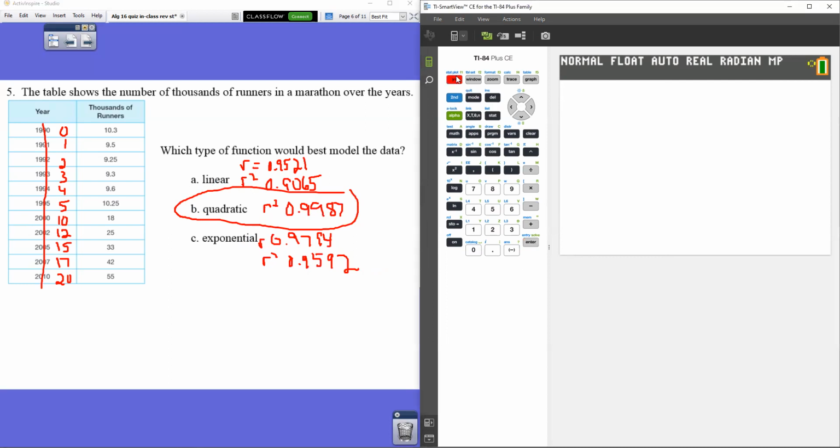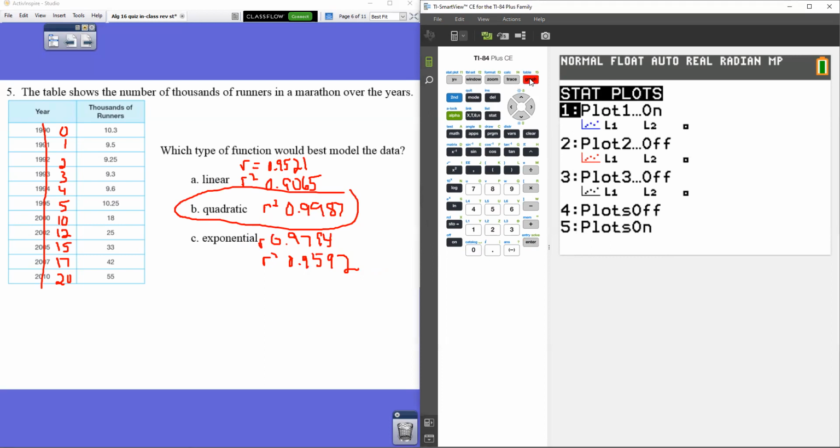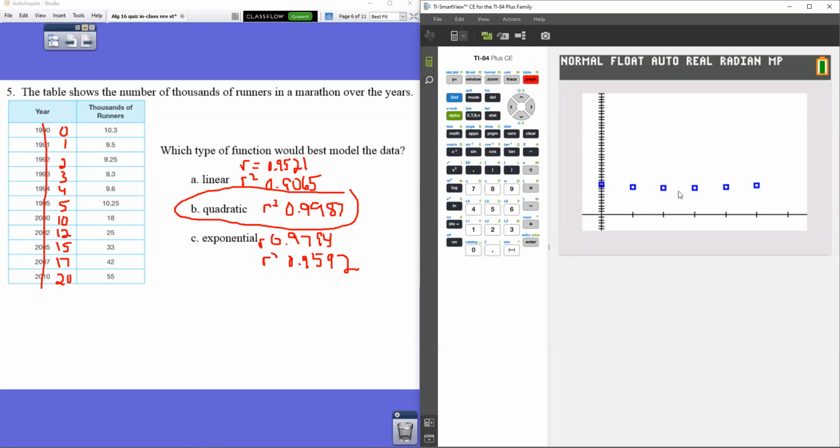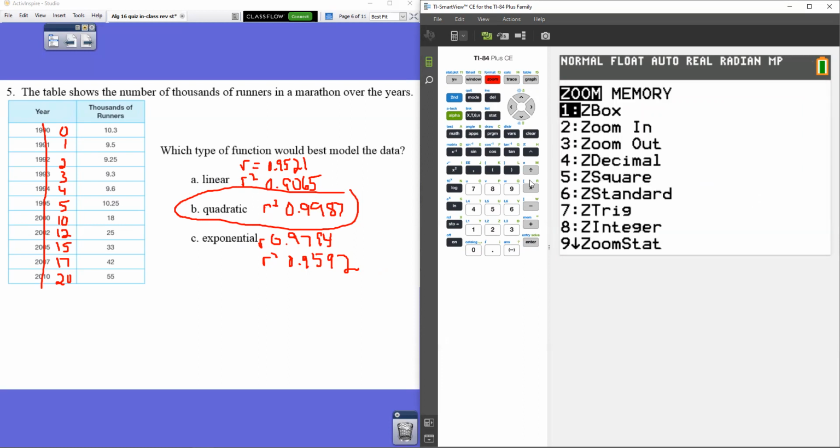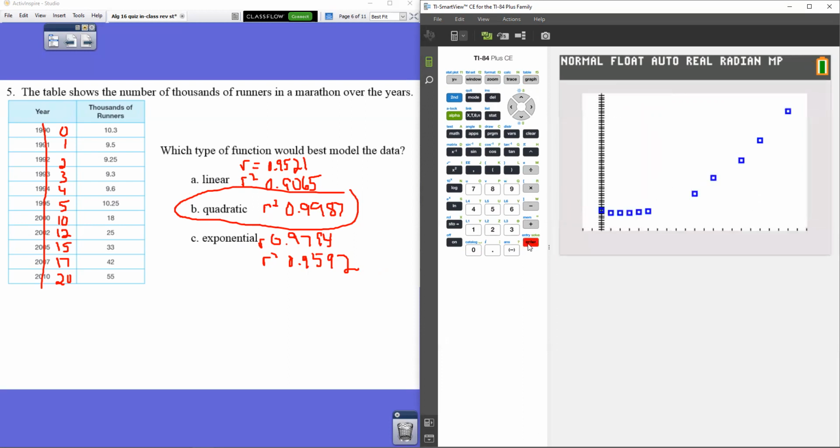Remember, you can always graph it to see the data. If you go to 2nd, stat plot, make sure your stat plot is on and then hit graph. This one really doesn't show us much. Maybe if we go to zoom stat, it'll be a little bit better. There we go. We can see that it sort of looks quadratic. It would be hard to decide between quadratic or exponential just by looking at the graph. That's why we always need to find our R values.